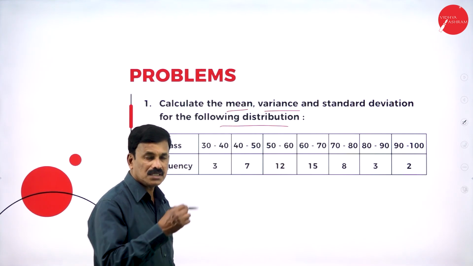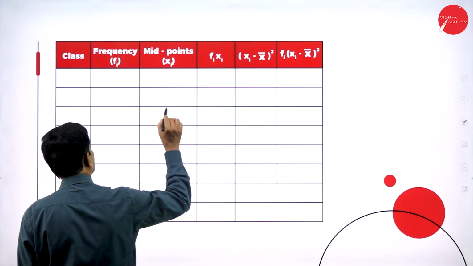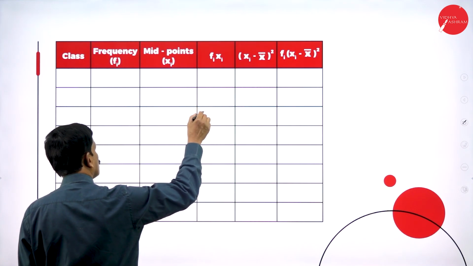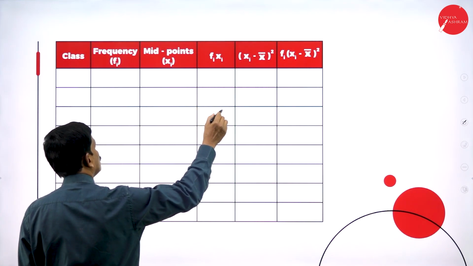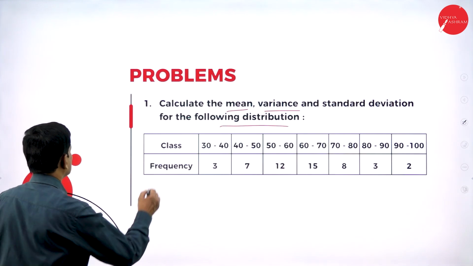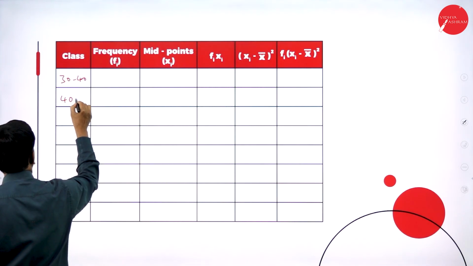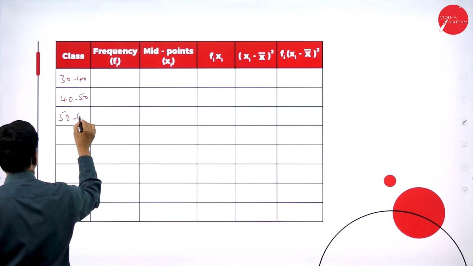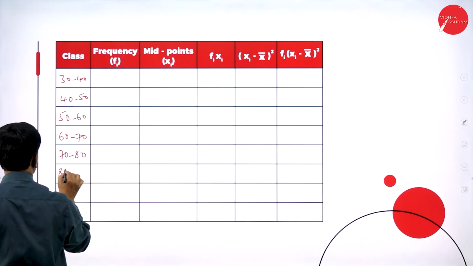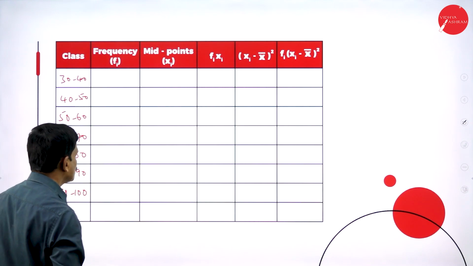Now let us arrange this in the table. As usual, write down the class, frequency, midpoint, fi xi, then find out x bar, the mean, then xi minus x bar whole square, then fi into xi minus x bar whole square. Now just write down the class interval. What is the class given? 30-40, 40-50, 50-60, 60-70, 70-80, 80-90, 90-100. This is the class interval, right?